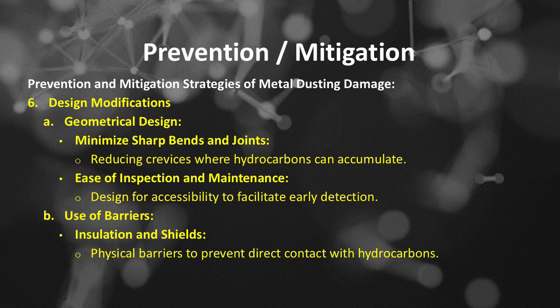Number 6 of the prevention and mitigation strategies of metal dusting damage is design modifications. Number A, geometrical design such as the following. Minimize sharp bends and joints, reducing crevices where hydrocarbons can accumulate. Ease of inspection and maintenance, design for accessibility to facilitate early detection. Number B, use of barriers, insulation and shields, physical barriers to prevent direct contact with hydrocarbons.